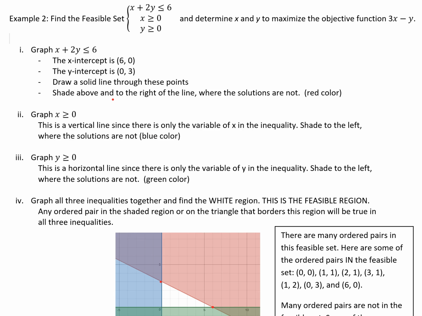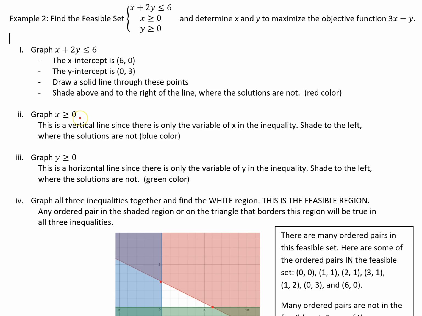for this particular inequality. If I were to take any of the ordered pairs above and to the right, put it into the inequality of x plus 2y is less than or equal to 6, follow the order of operations, I would get a false statement. I'm going to shade the false area. That will leave the true area to be white, which will be easy to read.